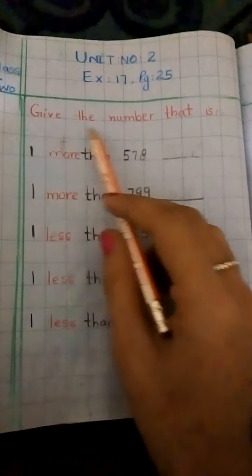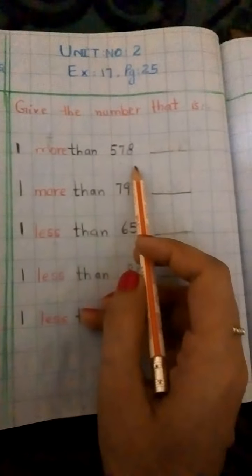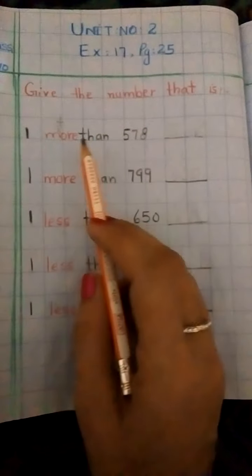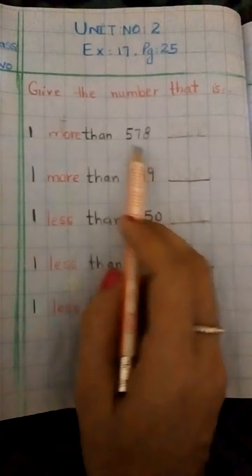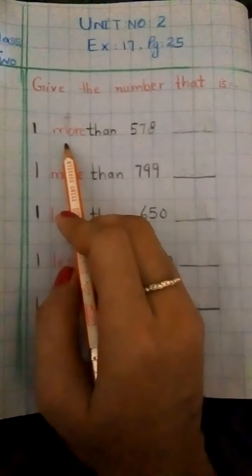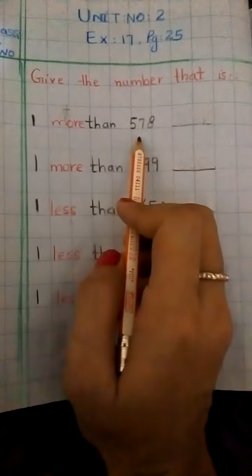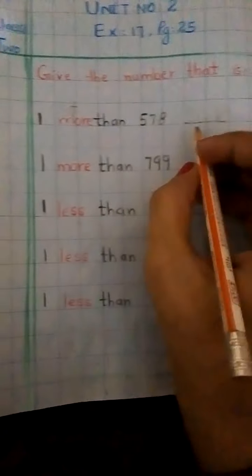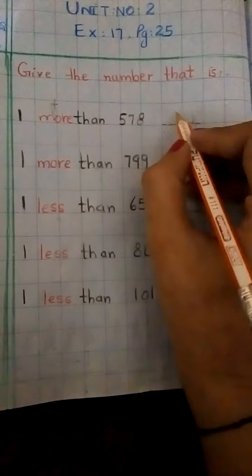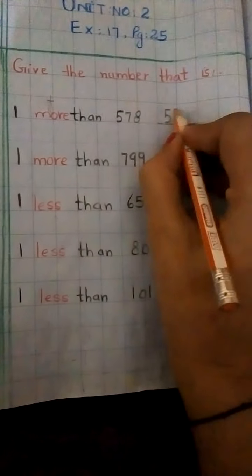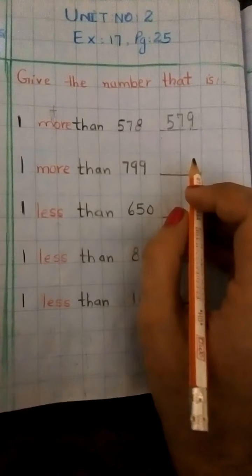Question is, give the number that is 1 more than 578. Here you have to add one more number in 578. When it says more, you have to plus one number or add one number in the given number. When we will add one more number in 578, the answer will be 579.